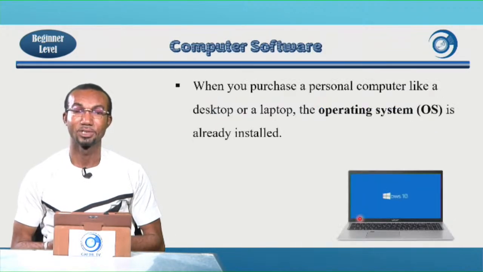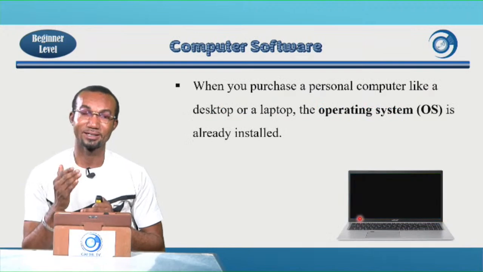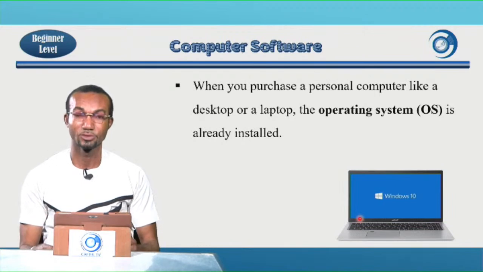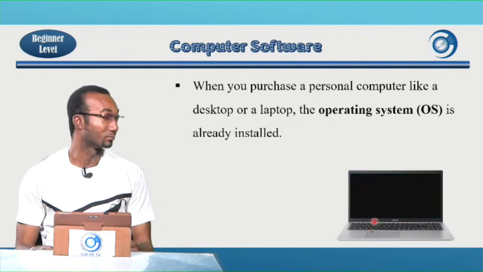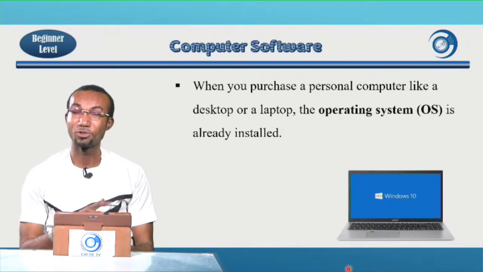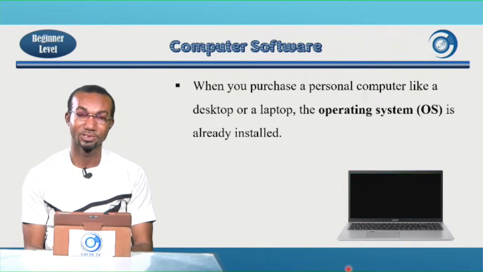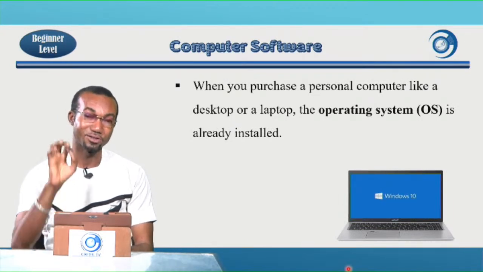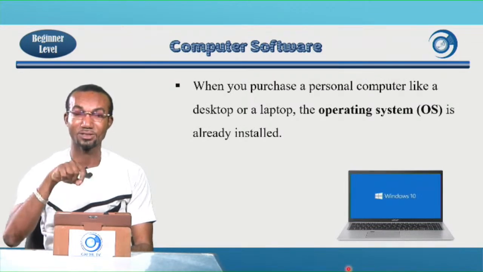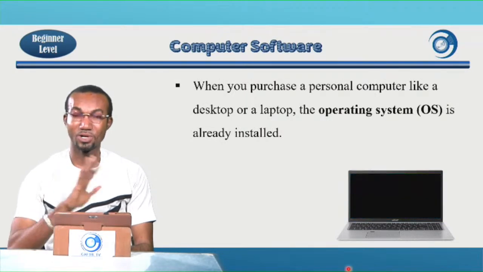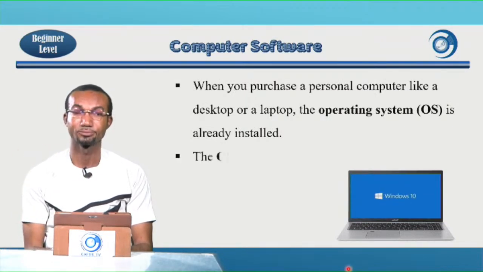Desktop operating system. When you purchase a personal computer like a desktop or a laptop, the operating system is already installed. So if you look at this laptop, for instance, it has Windows 10, and that is an operating system. So when you buy or purchase a desktop or a laptop, the operating system is already installed. As I said, that is the first software installed on a PC that allows you to interact with the computer. Without this system software called the operating system, you cannot interact with the computer.